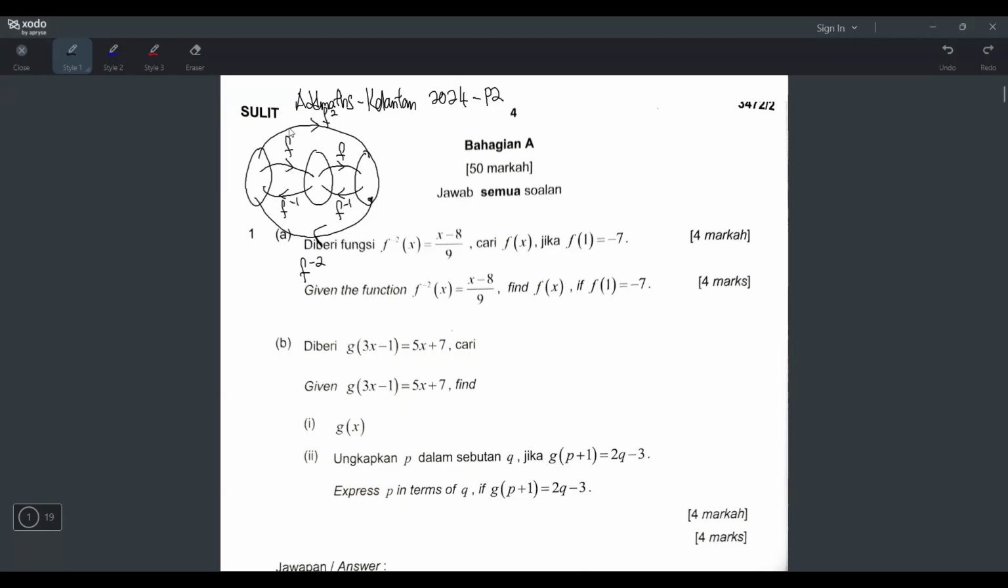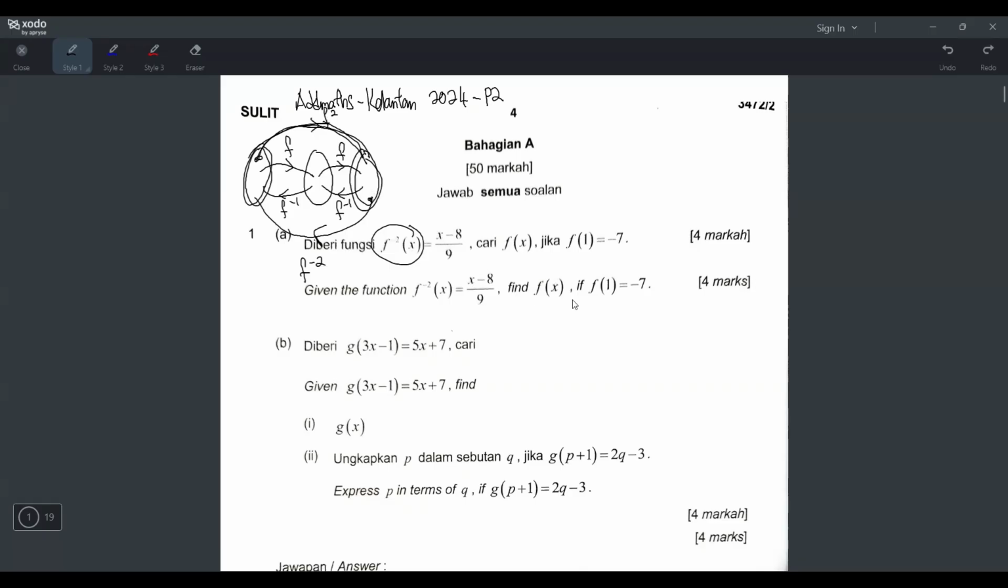Understand? So when they say f negative 2x equals x minus 8 over 9, what it means is this one, from here to here. But you can actually get the f power 2 from your f negative 2. All you need is just to do the inverse. Because we all know from here to here is f power 2, so the inverse of it is f power negative 2. So if they give us f power negative 2, we can find the f power 2 just by doing inverse. Because when we find the inverse for this, that will be the f power 2.